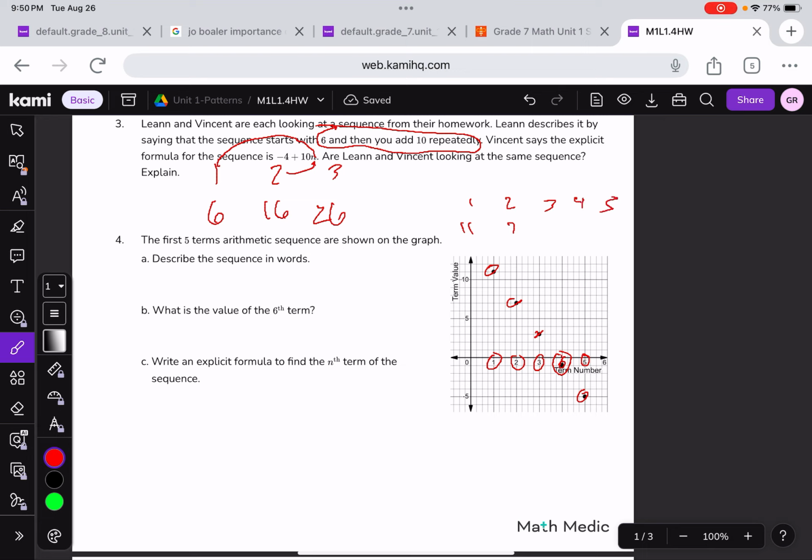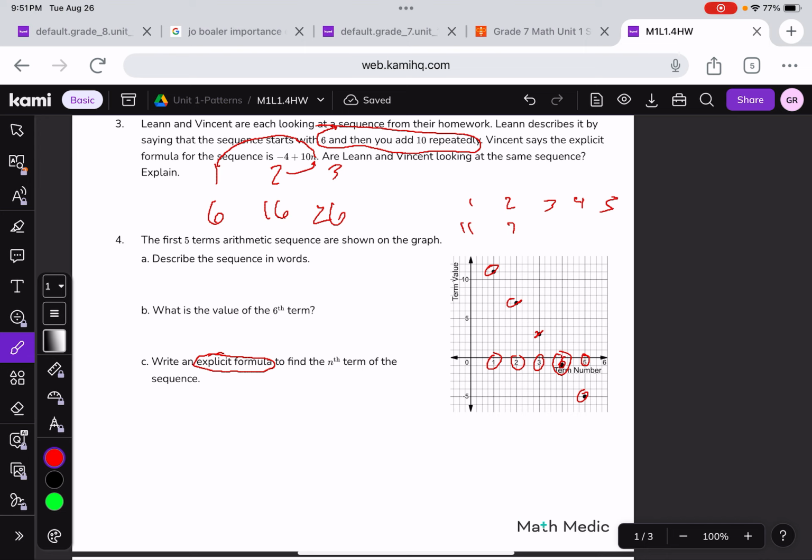So what is happening? Go ahead and describe what that would be. What would be the 6th term? Well, I bet you could figure that out once you figure out that one. Then it says write an explicit formula. This is something we'll talk about more tomorrow, on Thursday, but long story short, write an explicit formula to find the nth term, right?